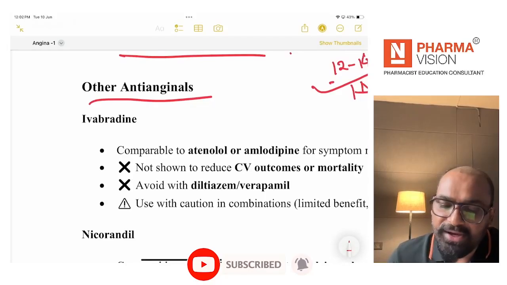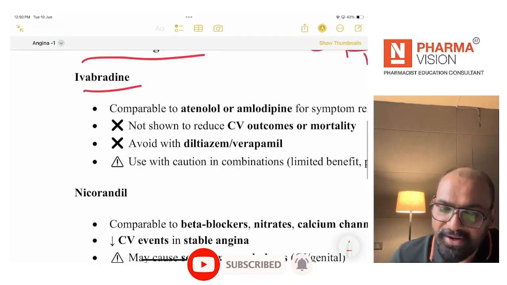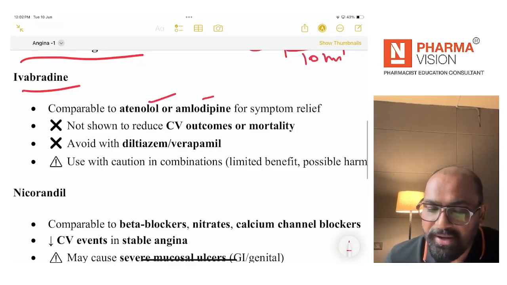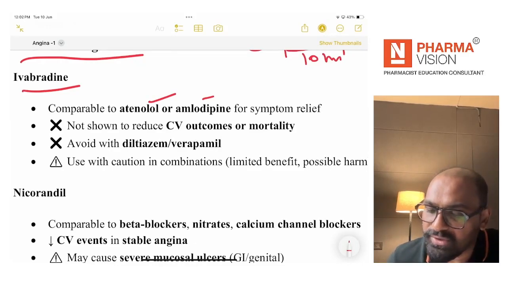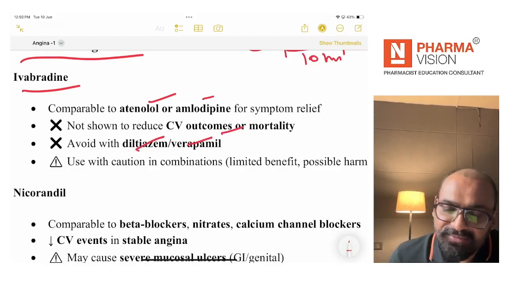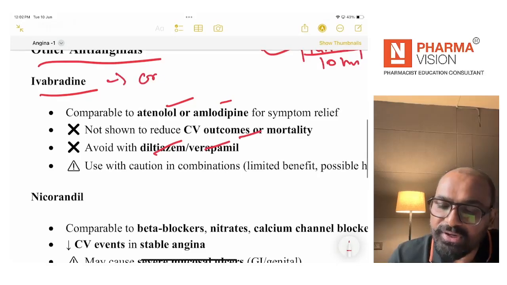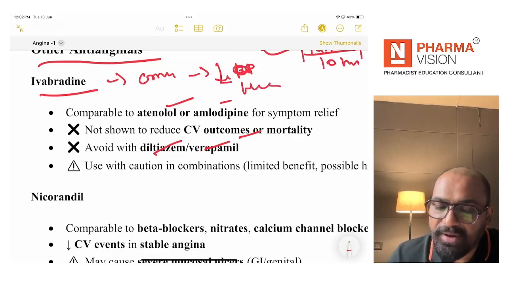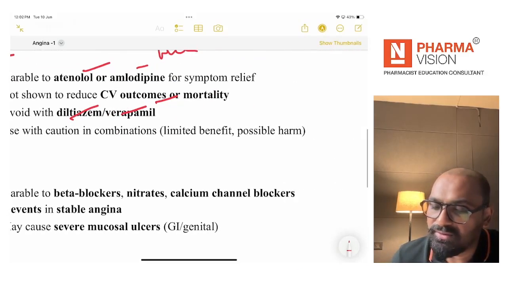Okay, other medications, there are 3: ivabradine, nicorandil and ranolazine. Ivabradine is comparable to atenolol and amlodipine, but is not shown to reduce cardiac mortality rates. Avoid it with diltiazem and verapamil because these medications also reduce conduction and decrease the heartbeat. So that reduces the heartbeat, and that's why diltiazem and verapamil need to be avoided in combination.